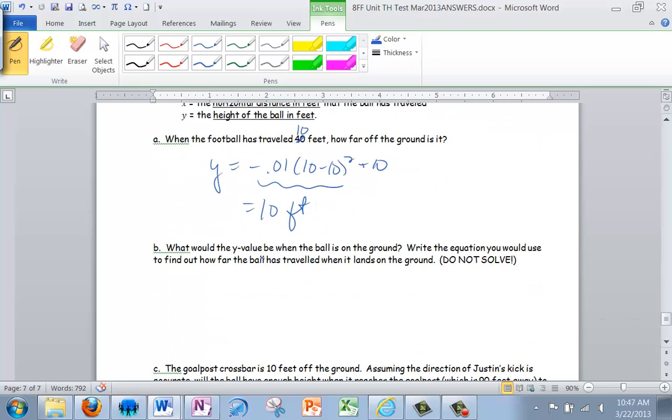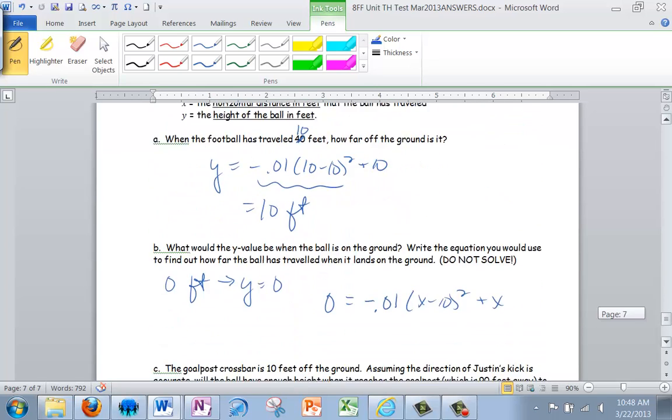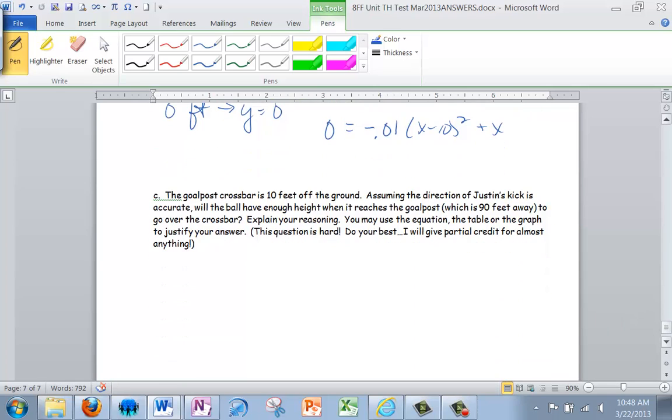Letter B, what would the y value be when the ball's on the ground? If it's on the ground, it's 0 feet off the ground. So y would be 0. I'm sorry, x would be 0. No, on the ground. Yes, y would be 0. So if y is 0, write the equation, but don't solve it. Again, you don't know how to do it. So you would write 0 equals negative 0.01 times (x minus 10) squared plus x. Some of you had real difficulties discerning where you were. Make sure that you go back to the original equation. Some of you had troubles with that. I know the 10s were all over the place. I grant you that.